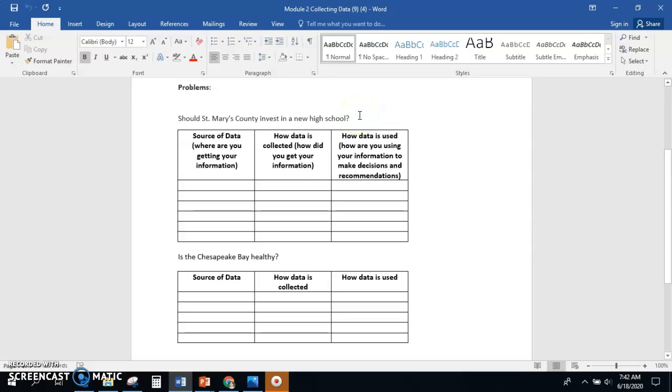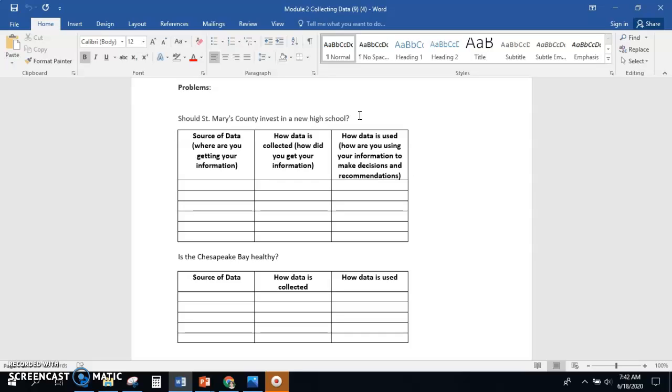You have to think about some key factors in that, right? What are some key factors in deciding should St. Mary's invest in a new high school? First of all, how many high schools are there? Are we building a lot in our community? What are the enrollment capabilities for the high school? What are the current enrollment numbers for the high school, right? Ideal class sizes. Those are all sorts of problem-solving questions for should St. Mary's invest in a new high school. We're not talking about funding for that, just looking at numbers for students and what's best for them.